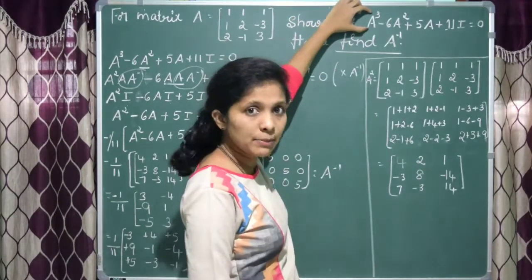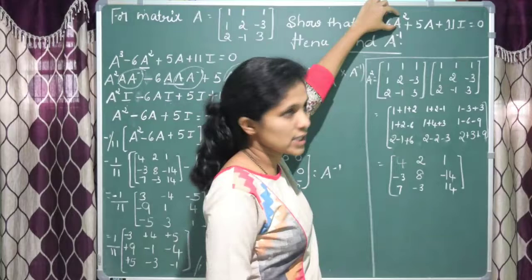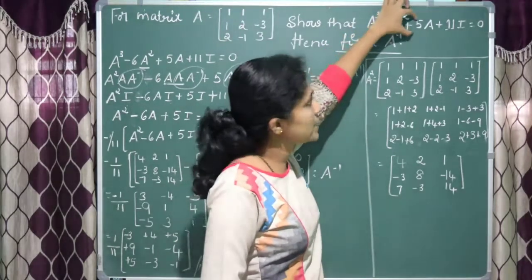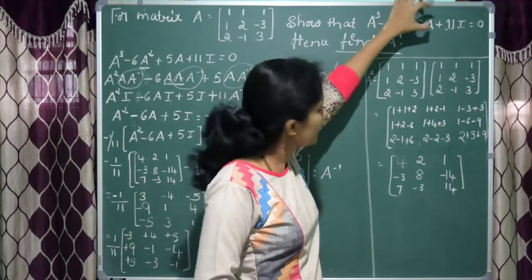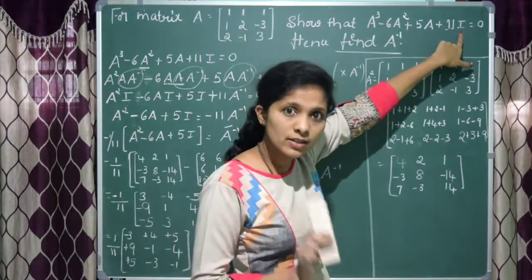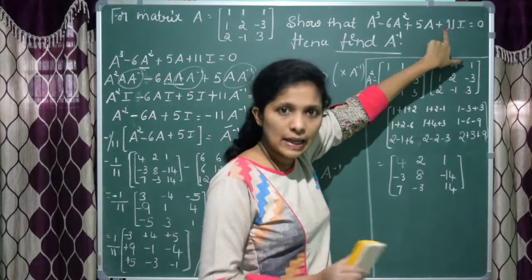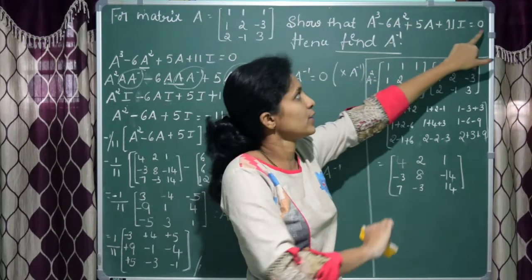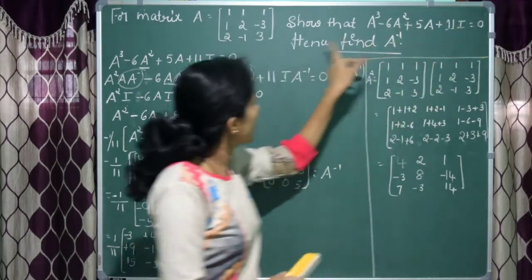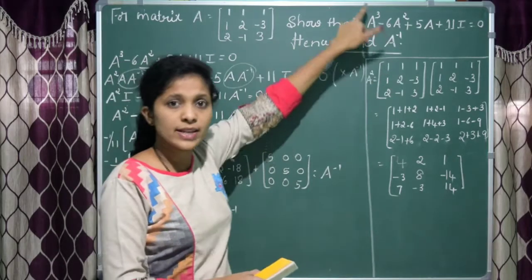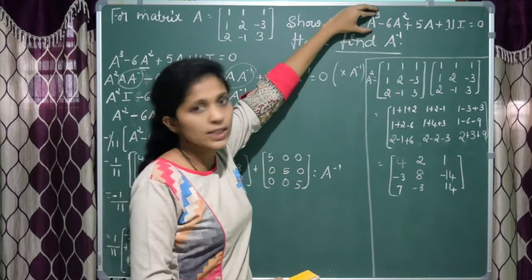First you have to multiply matrix A three times. Then A square you have to multiply by 6. Plus you have to multiply matrix A by 5. Then the identity matrix of order 3 by 3 you have to multiply by 11. You have to add and subtract everything, then you have to get the zero matrix. Now you have to find the A inverse. Hence, find A inverse by using this equation.